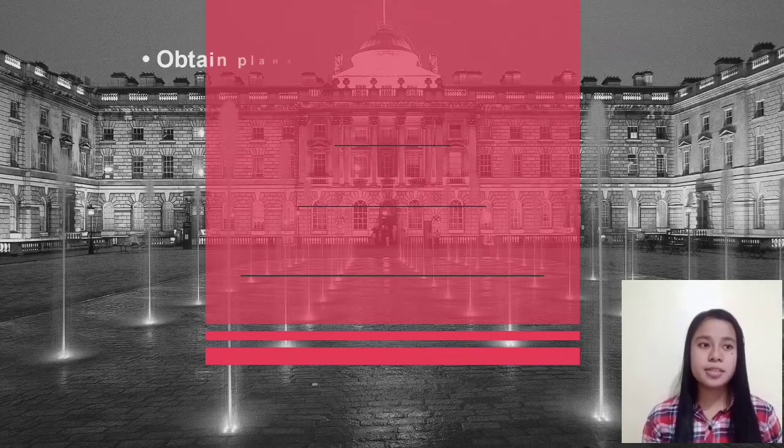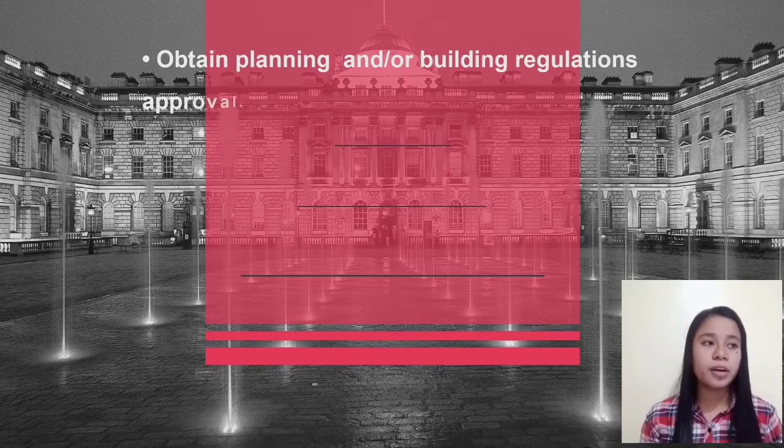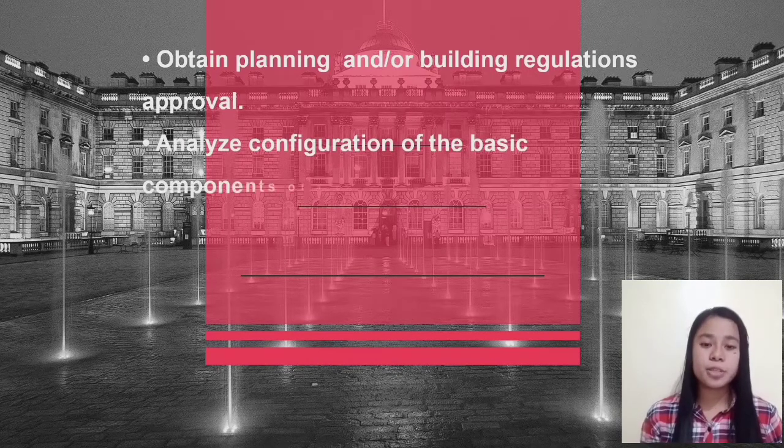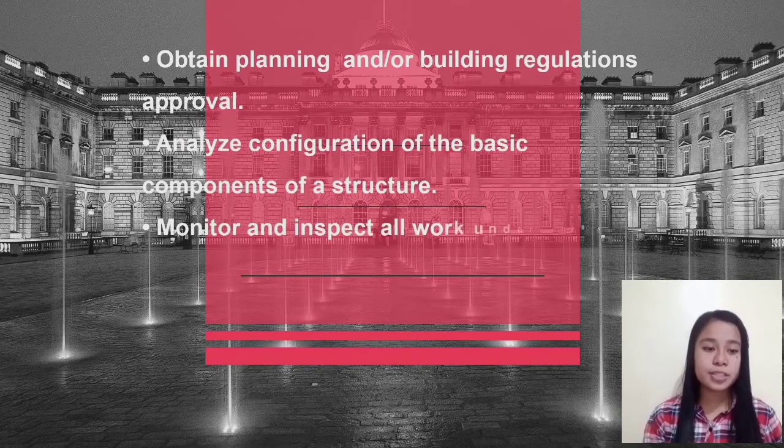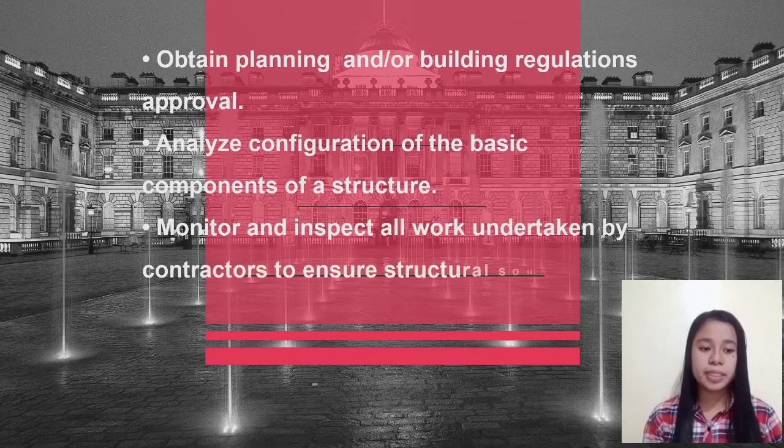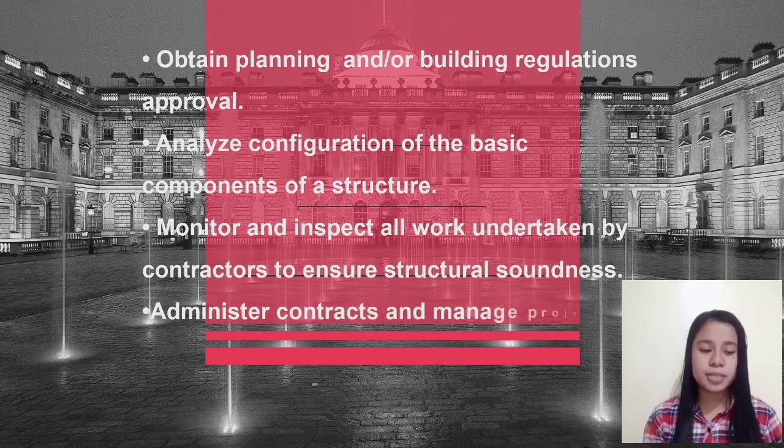So next is obtain planning and or building regulations approval. So the regulations apply to the most new buildings and many alterations of the existing buildings. A series of approved documents provide general guidance on how specific aspects of building design and construction can comply with the building regulations. So next is analyze configuration of the basic components of structure.